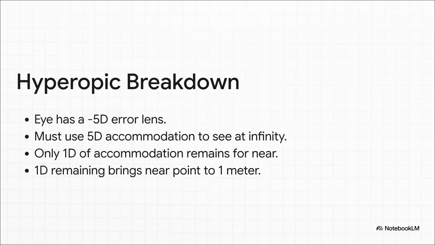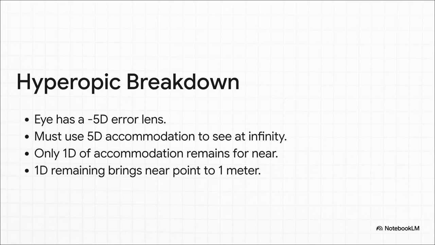Now, what's really interesting here is the concept of the hyperopic tax. I want you to burn this concept into your brain for the boards. Because her eye is underpowered, effectively having a -5 diopter error lens built into it, she has to pay a 5 diopter tax just to look at the horizon.